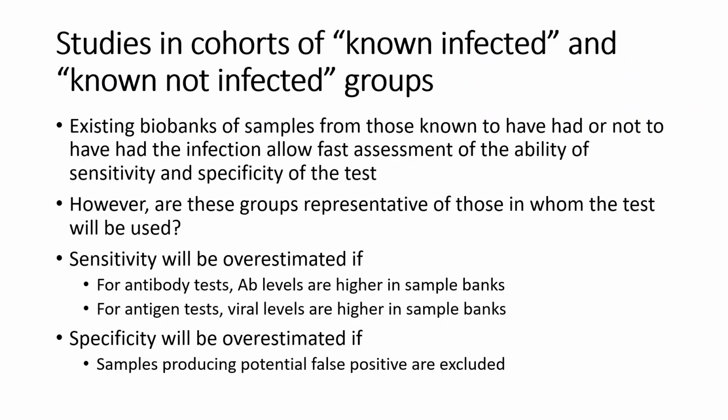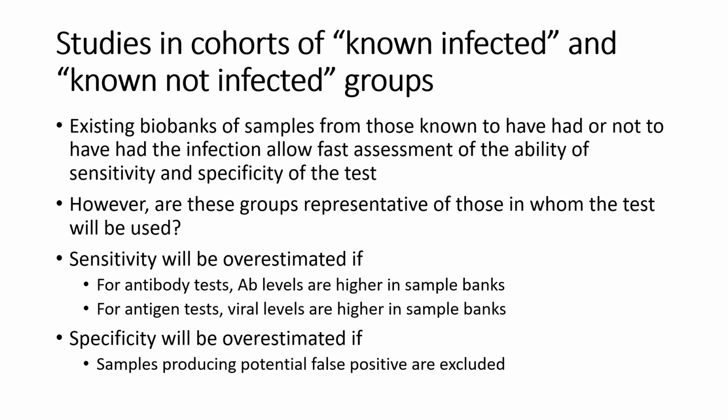So studies in cohorts of what we might call the known infected and the known not infected groups, they're fast and easy to do, where we can find biobanks of samples of those who've had or not had the infection. So this is a very quick way of getting a grasp on the sensitivity and specificity of the test. And they've been incredibly valuable. But we have to think a little bit carefully about these, because the key question is, are those groups representative of those in whom the test will be used?